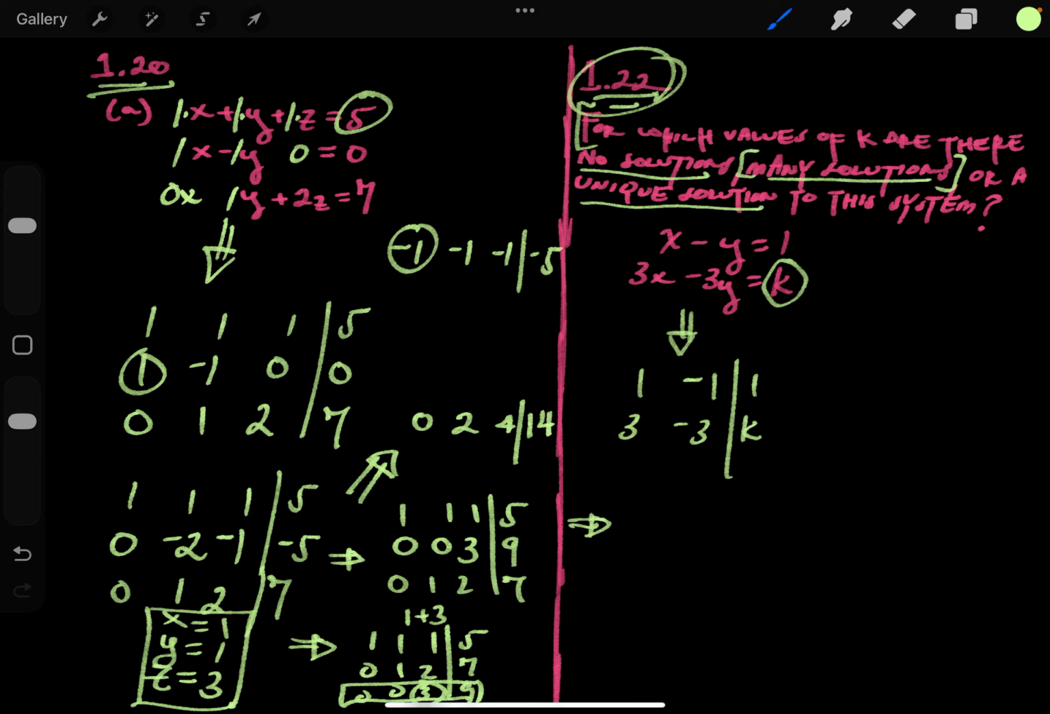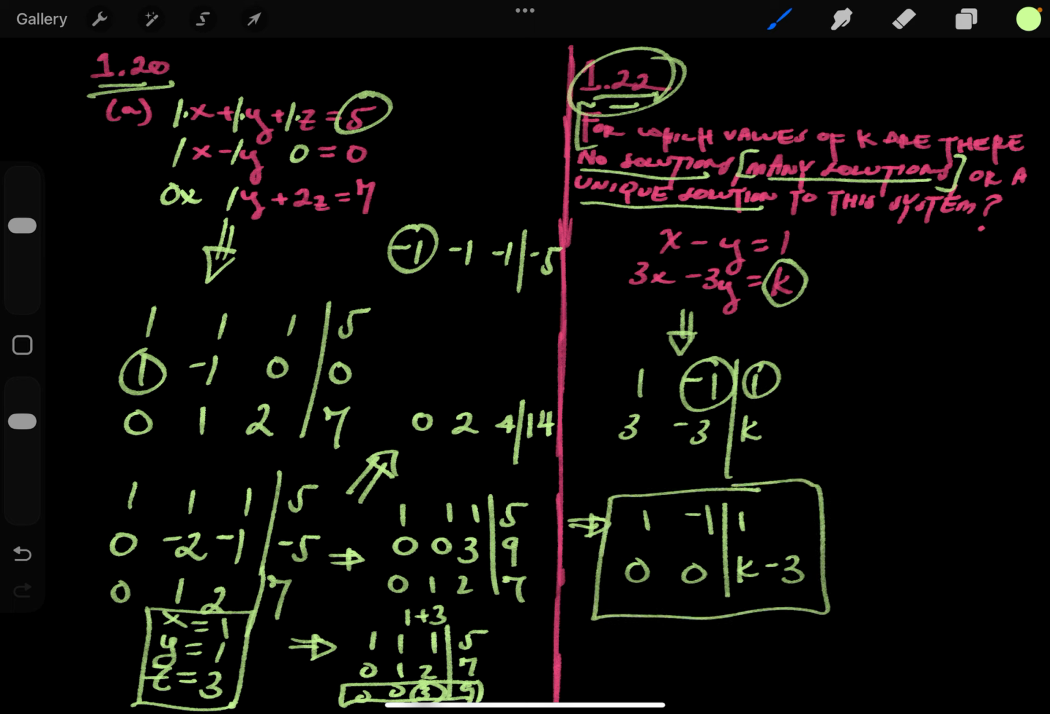And I'm going to say, well, how do I do Gaussian reduction here? I'm going to do negative 3 times the first row and add it to the second row. So negative 3 times the first row and adding it to the second row, I get 0. And then negative 3 makes this a positive 3. Adding it, I get 0 again. And then it's k minus 3 because it's negative 3 here. And then I get this right here, right? So what can we conclude at this point? Well, we can see that if k equals 3, then we're going to get 0 on the right-hand side over here, and then we get this equation, which is x minus y is equal to 1 as the only relevant equation, which is infinite solutions.